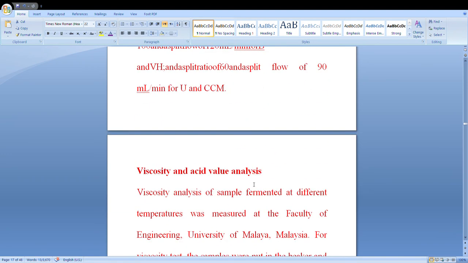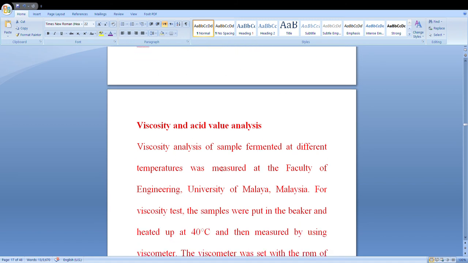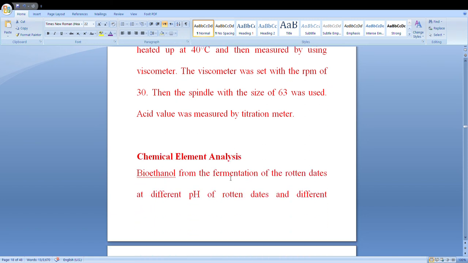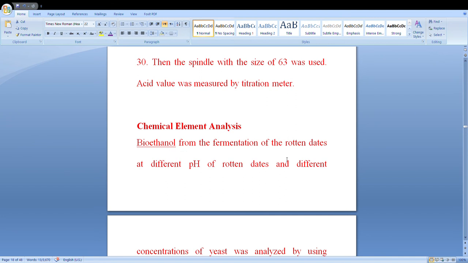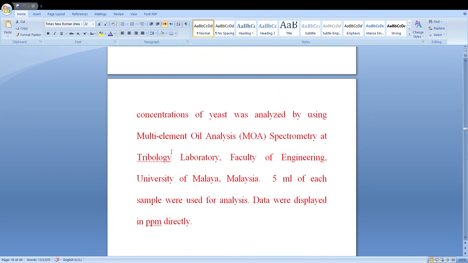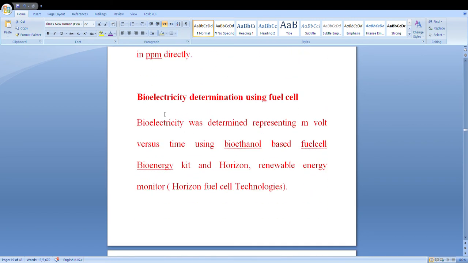Then viscosity and acid value analysis. We did this in Malaysia, and we checked whether the acid value is under the ASTM standard or not. We also checked chemical element analysis of the bioethanol. We analyzed the chemical elements by the multi-element oil analyzer spectrometry at the Tribology Laboratory, Faculty of Engineering, University of Malaya, Malaysia.